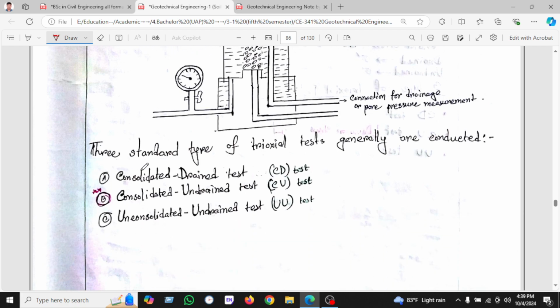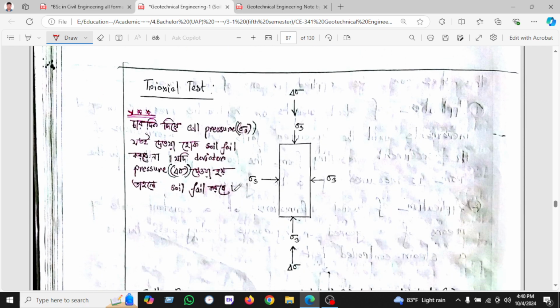There are 3 standard types of triaxial tests conducted: the consolidated drained test, CD, the consolidated undrained test, CU, which is very important and which we have used, and the unconsolidated undrained test, UU. In the triaxial test, we have seen the cell pressure is sigma 3 here. Soil is subjected to cell pressure vertically and horizontally, and vertically we apply the deviator stress.